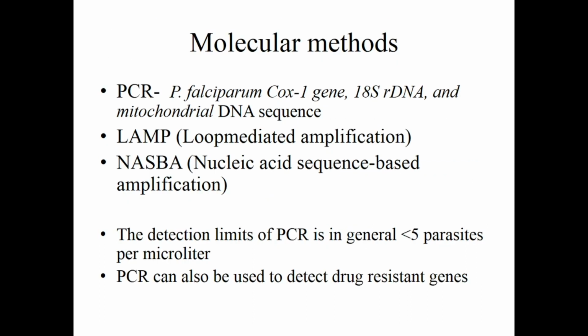So there are different molecular methods also, apart from microscopy, the rapid diagnostic test, and quantitative Buffy coat. Molecular methods such as the PCR method can be used for detection of certain genes, for 18S ribosomal DNA. LAMP can also be used, that is loop mediated amplification technique, and NASBA, nucleic acid sequence based amplification. The detection limit is usually lesser than 5 parasites per microliter. These molecular methods are actually useful for detection of drug resistant genes. Not particularly for diagnosis of malaria, but you can utilize PCR if there's a suspicion of a drug resistant malaria.